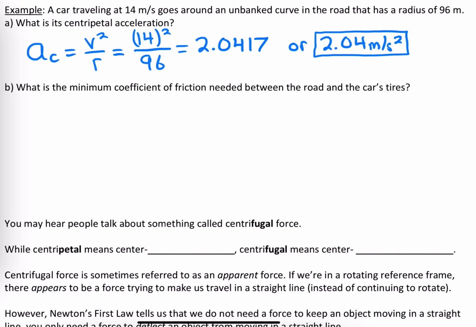Okay, part B is where we get a little more interesting. We want to know about the coefficient of friction between the road and the car's tires. So this means we want to know something about forces. And so far, we don't have any forces in any of our formulas. We know about the speed of this car. We know about the acceleration of this car. Those are sort of kinematics things. And now we're being asked about forces. Well, what formula links the world of forces with the world of kinematics? That would be Newton's second law, F equals ma. And indeed, that's what we're going to use.